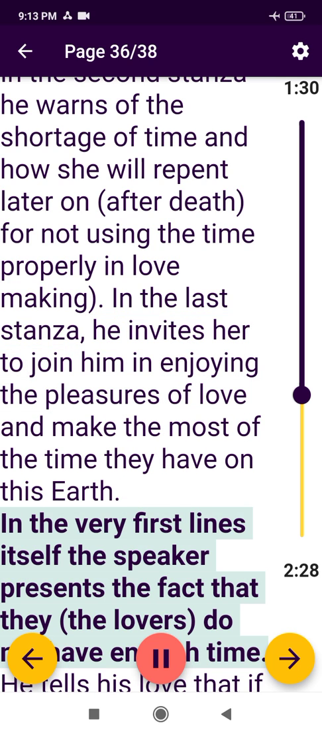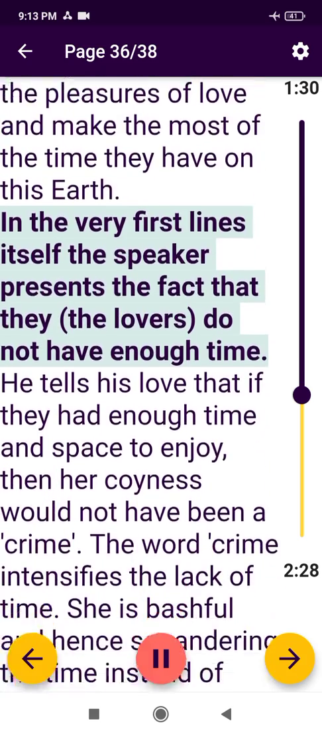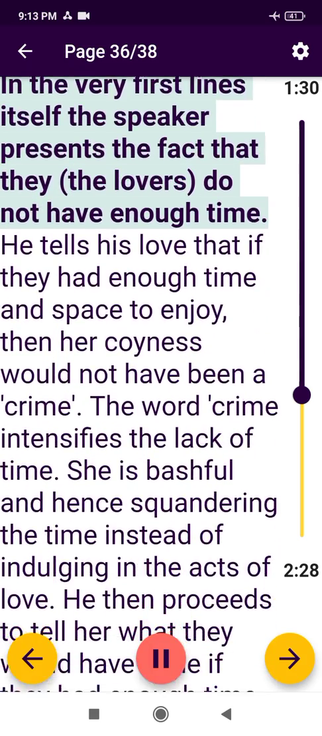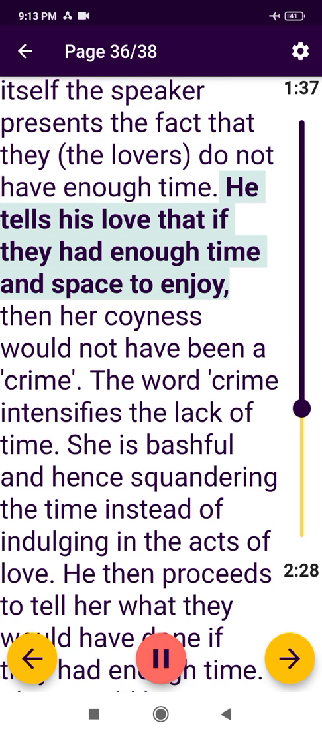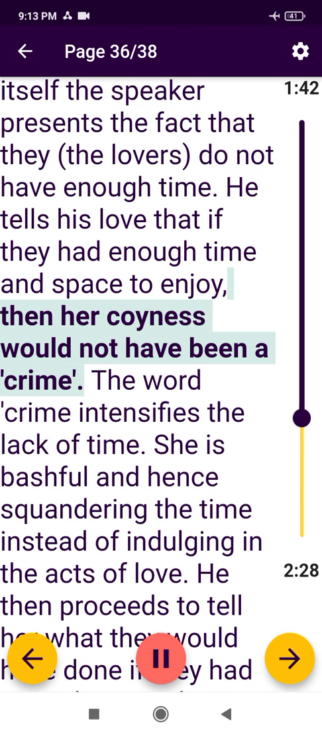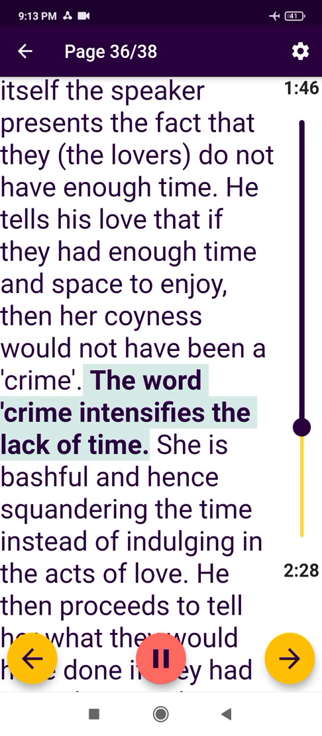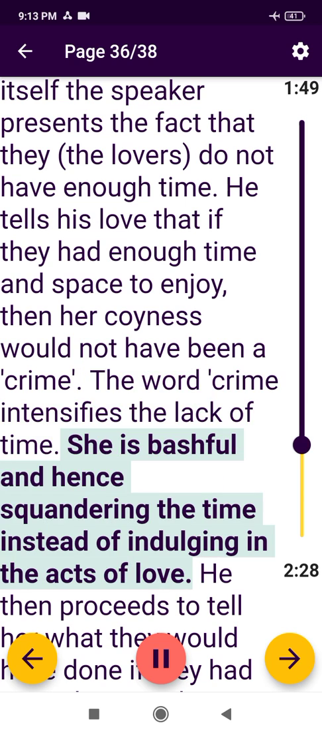In the very first lines itself the speaker presents the fact that they, the lovers, do not have enough time. He tells his love that, if they had enough time and space to enjoy, then her coyness would not have been a crime. The word crime intensifies the lack of time. She is bashful, and hence squandering the time, instead of indulging in the acts of love.